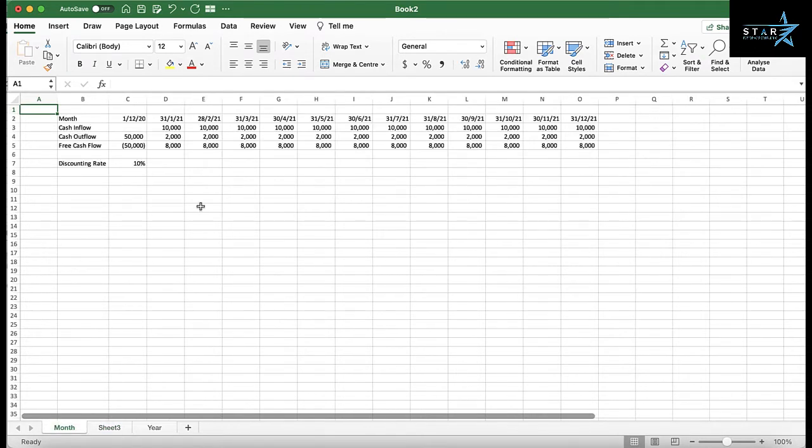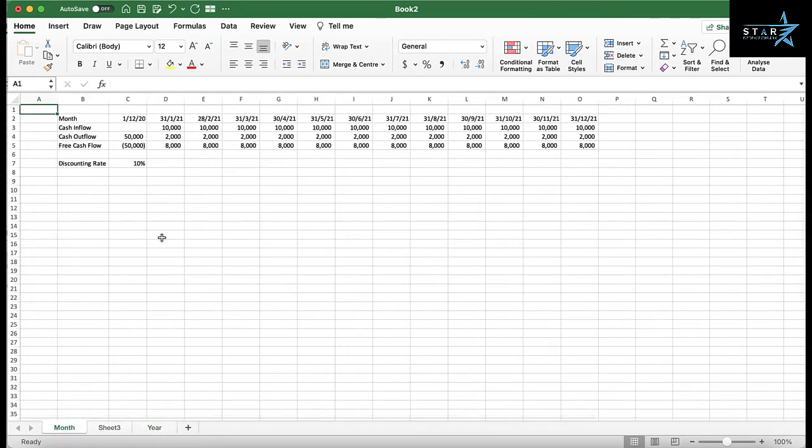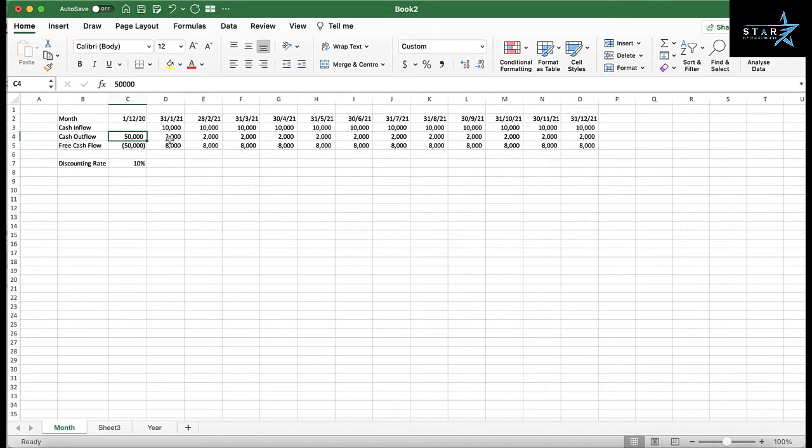I've created two examples. One, if the cash flow is on a monthly basis, and another example where the cash flow is on a yearly basis. In the scenario where the cash flow is on a monthly basis, I put the dates over here, and I'll tell you the reason why. Then I have cash inflow, which is $10,000 fixed every month, and cash outflow where I had made a certain initial investment of $50,000 in this project, and thereafter I'm supposed to incur $2,000 cost every month on a recurring basis.